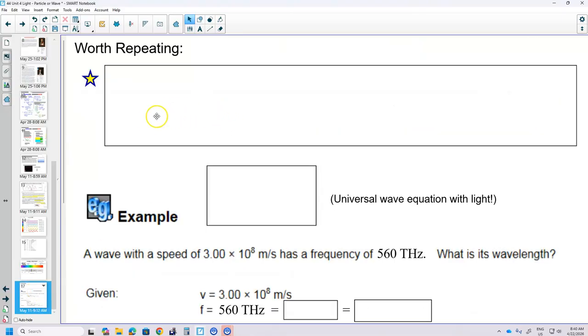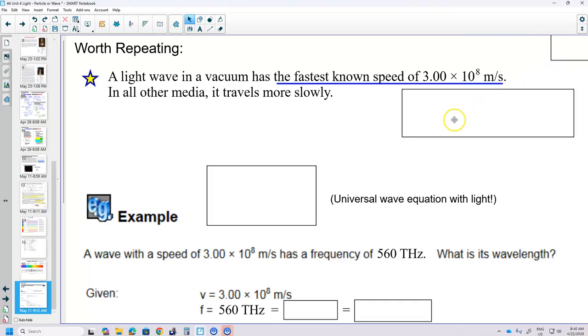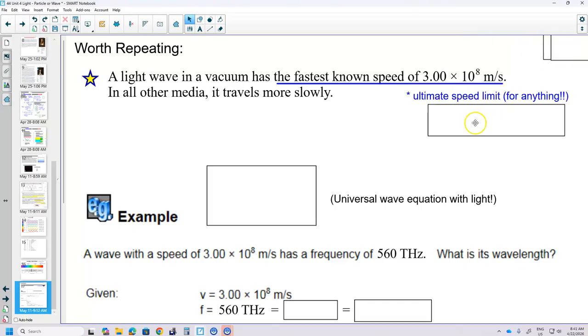And the end here, worth repeating, of course, the fastest known speed, right? The fastest possible speed. We're going to see later on in the course that it's actually the ultimate speed limit for anything. That's when we get to the modern physics stuff in the final unit, unit 5.